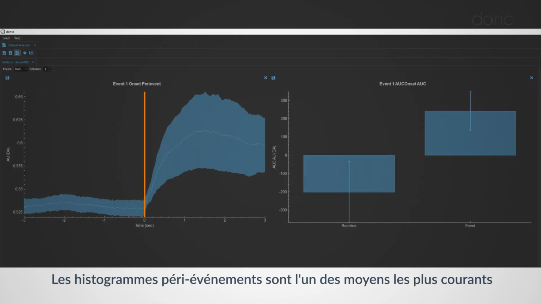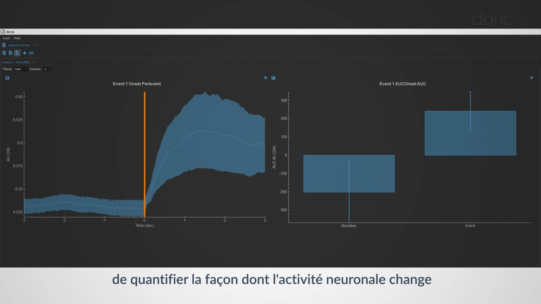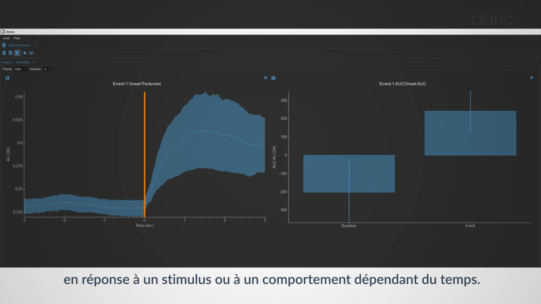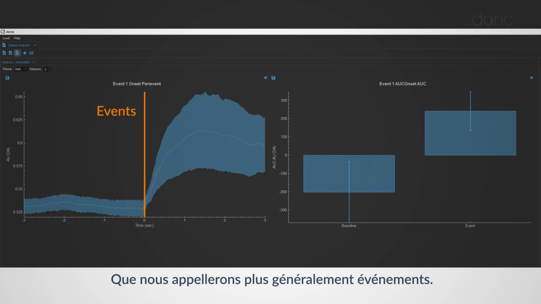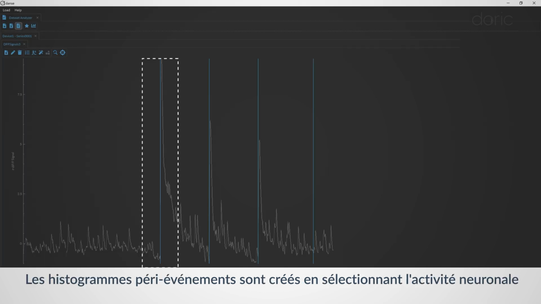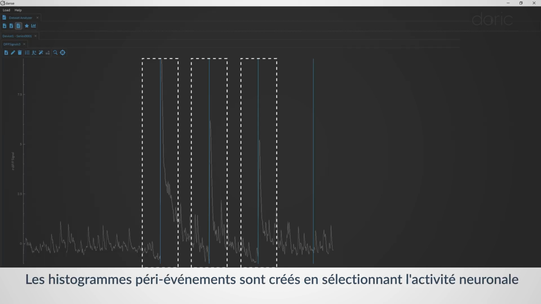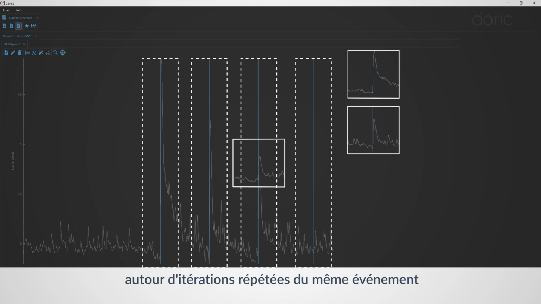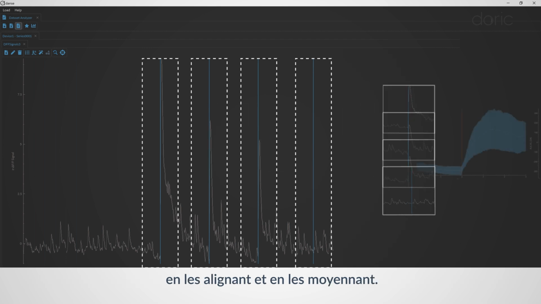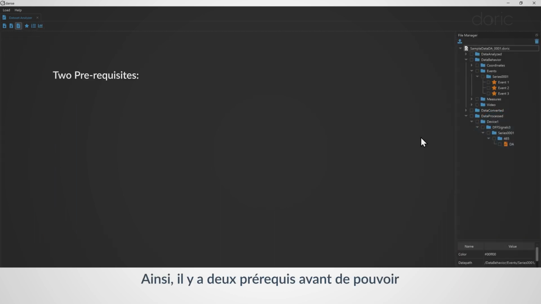Perievent histograms are one of the most common ways to quantify how neural activity changes in response to a time-dependent stimulus or behavior, which we will refer to more generally as events. Perievent histograms are created by selecting the neural activity around repeated iterations of the same event, aligning them and averaging them together. Thus, there are two prerequisites before we can analyze data with the Perievent function.